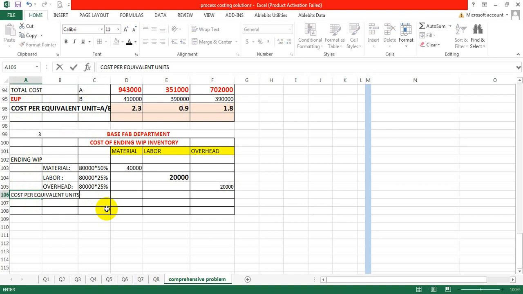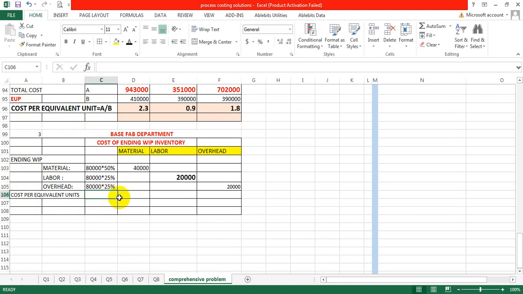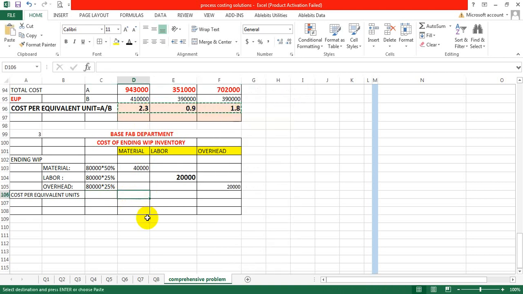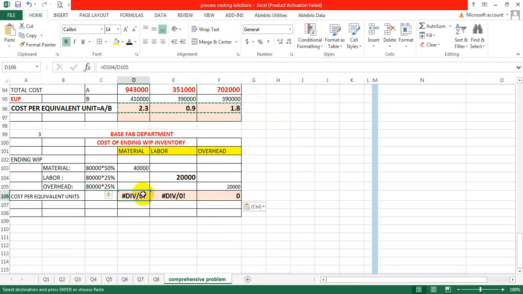Cost per equivalent unit, that is, cost per equivalent unit is 2.3, 0.9 and 1.8. We have calculated these three values, right? Okay, there I have 2.3, 0.9 and 1.8, right? Okay, how will we multiply the cost?